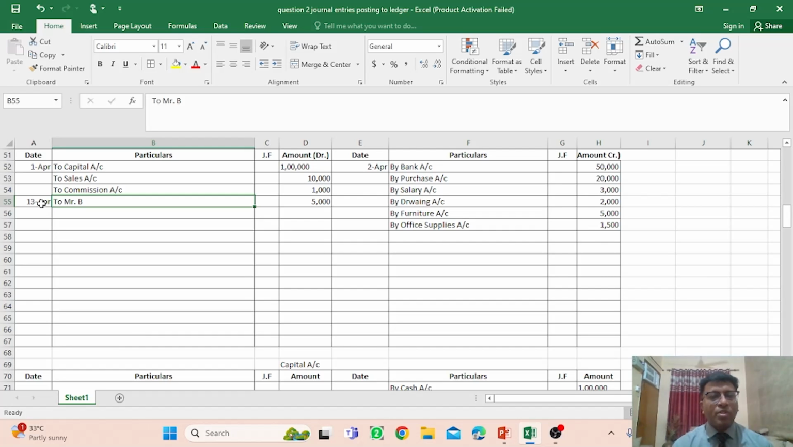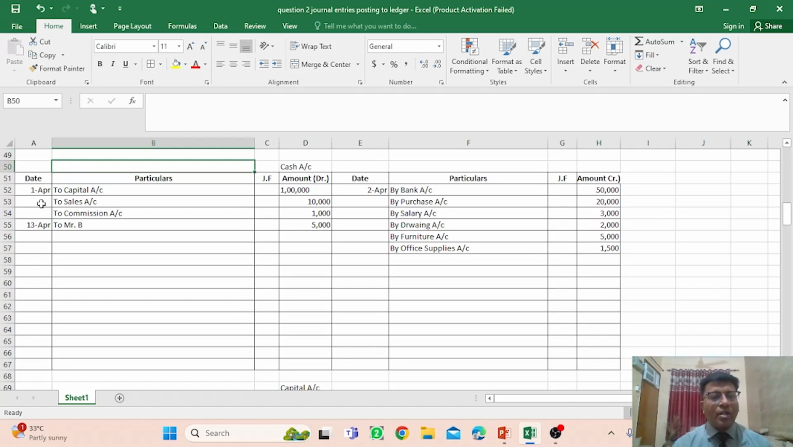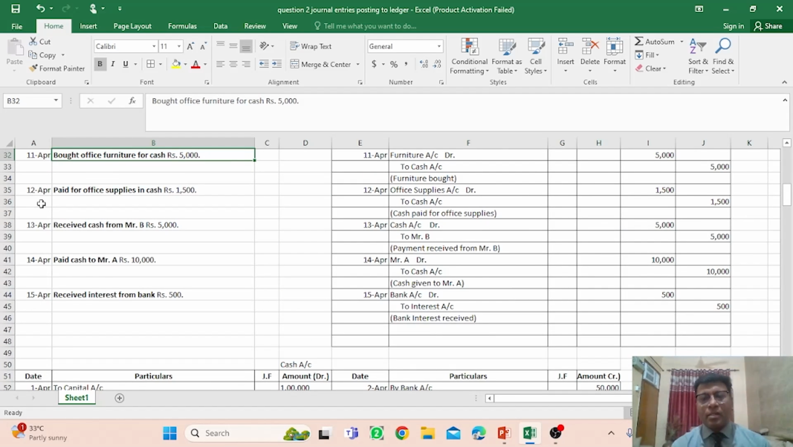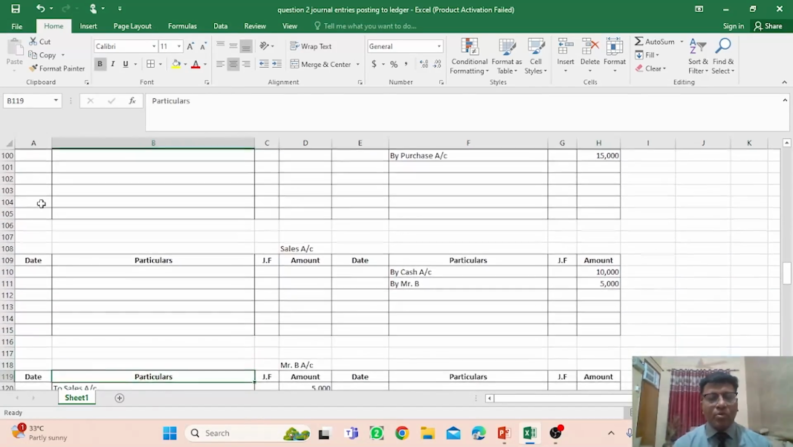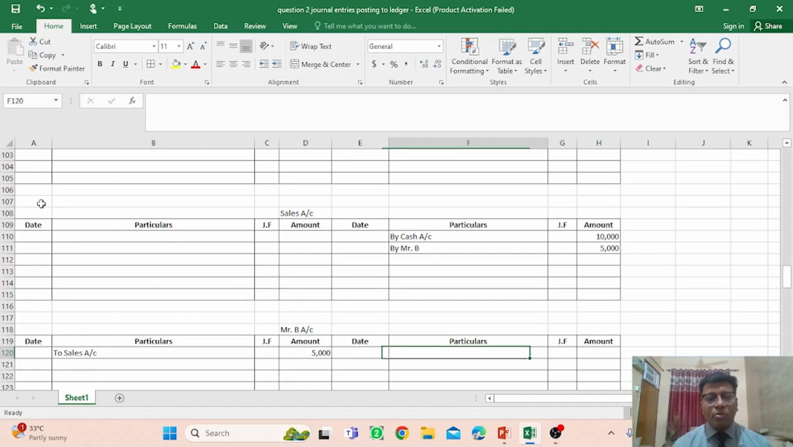So we have mentioned Mr. B in this particular account, the cash account, because the cash was received from Mr. B. So you mention B's account in the cash account, and in the B account, right? You have to approach the B account. Okay, we just approach the B account, and in the B account, because you are receiving the cash from B, you have to write here "by cash account", right? And the amount was rupees 5,000, and the date was April 13, so you have to mention the date April 13, right?